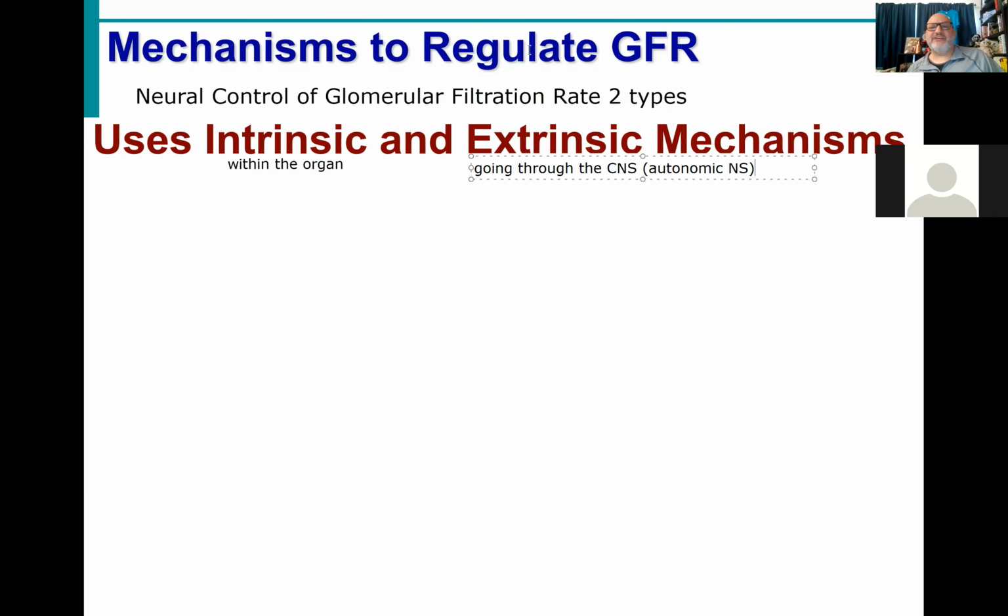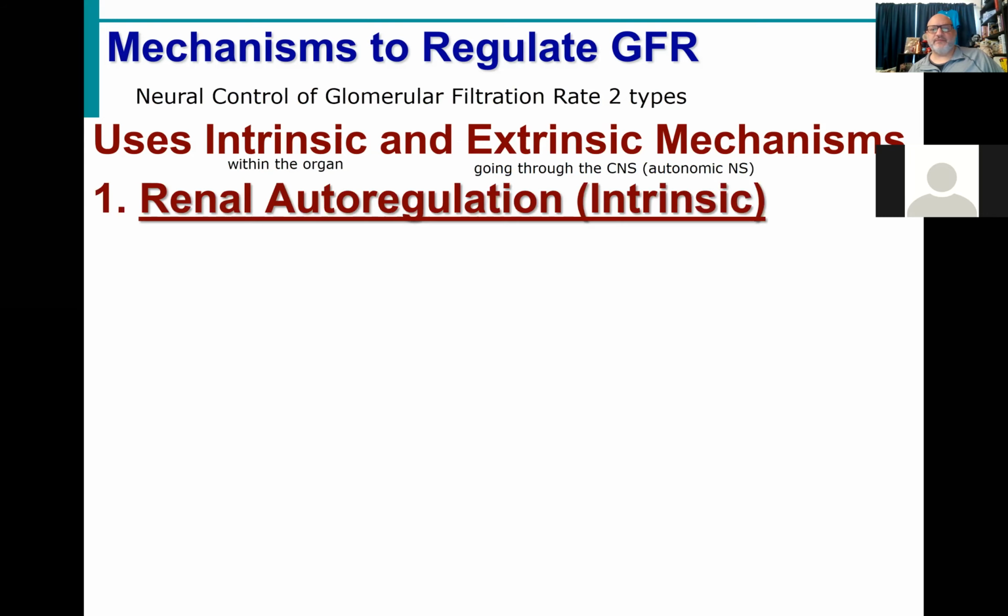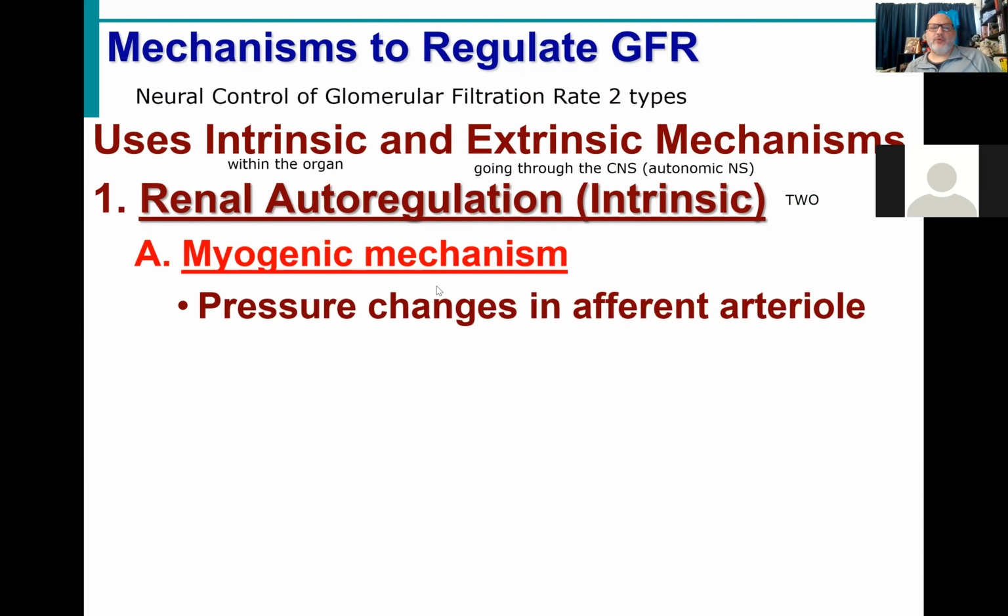So let's talk about the intrinsic mechanisms first. And there are two intrinsic renal autoregulatory processes. The first is what we call a myogenic mechanism. This myogenic mechanism basically is going to allow us to respond to dynamic changes in systemic blood pressure.